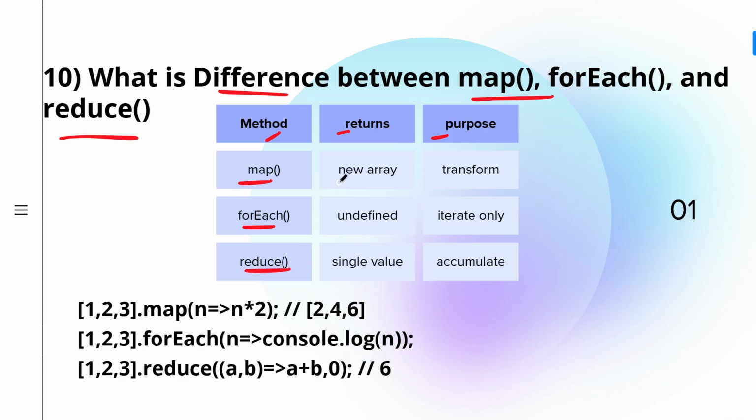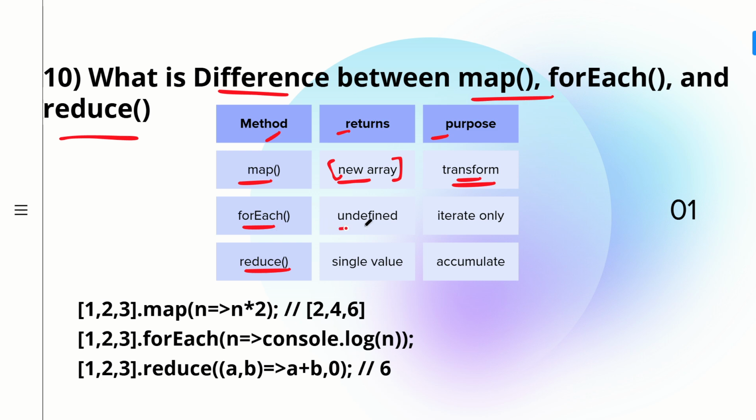In map, what happens? It is going to return you a new array, and it is helpful for transforming your data. So with map, whatever the length of your original array is, you will get a new array of that same length, and your new array will have some changes. There will be some transformation based upon whatever logic you have written.